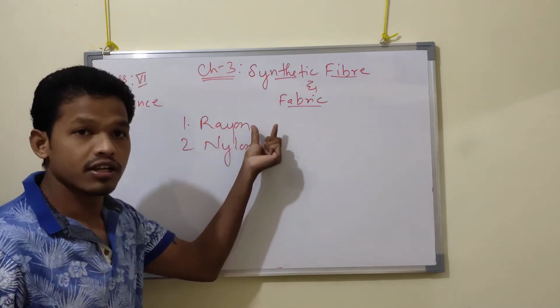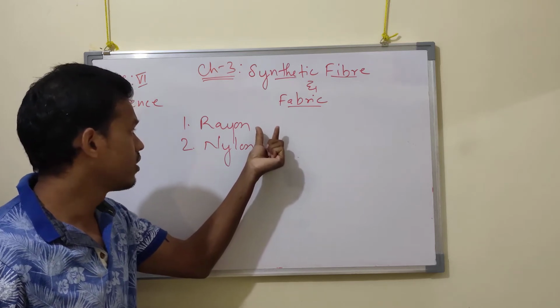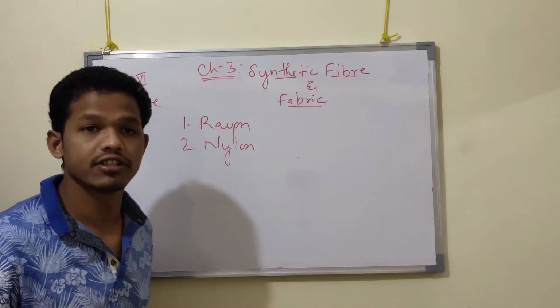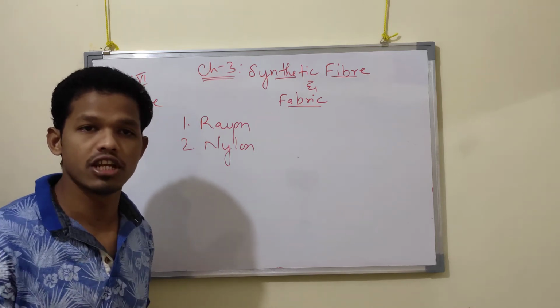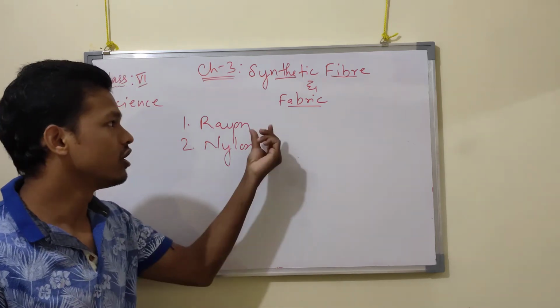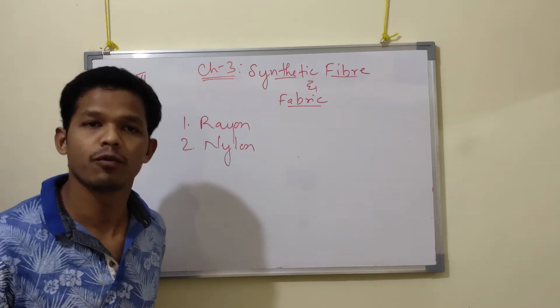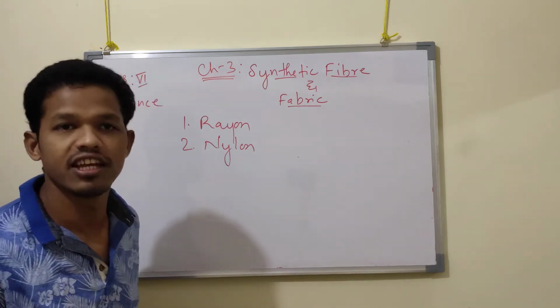Rayon is a synthetic fiber which is also called artificial silk. It is often made from wood pulp called cellulose. These monomers, amide molecules, are made into a polymer called polyamide. Chemically, it is processed in the industries.